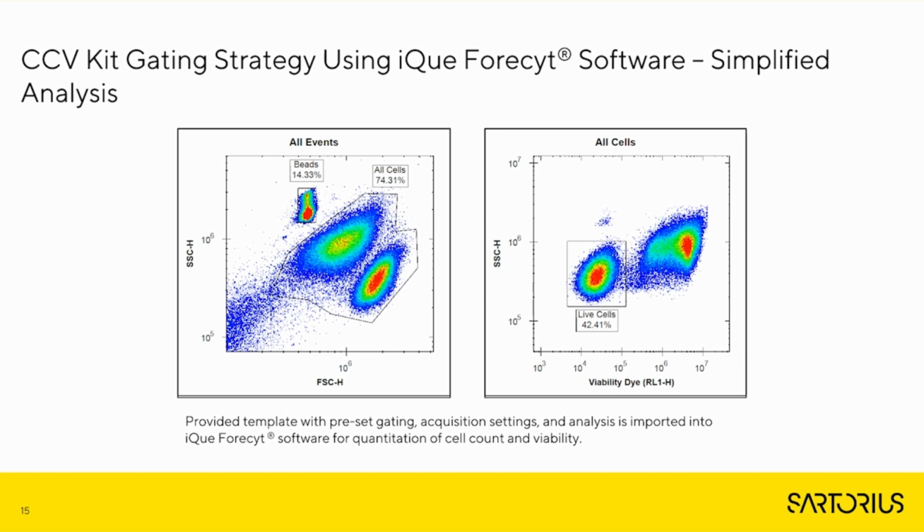So when you want to quantitate your cell count and viability, a lot of the foundational work has already been done for you. So as you can see here on the left-hand side, we've got all events here. And what you can see is we can quite clearly separate out the counting beads and actually our cell populations as well. And then if we look at all of our cells, on the right-hand side, we can separate out our live cells from the dead based on the viability dye staining.